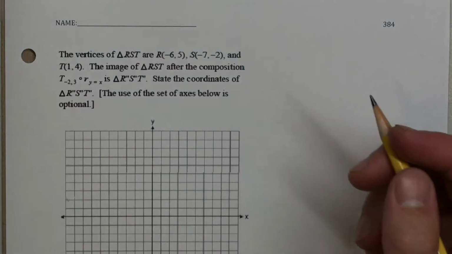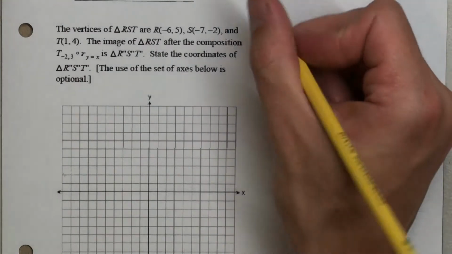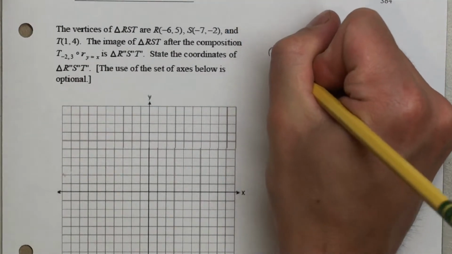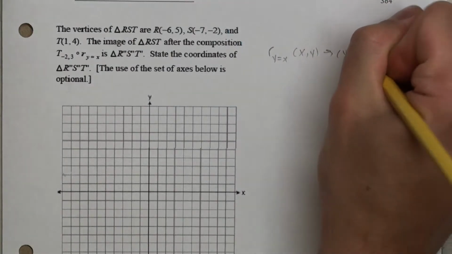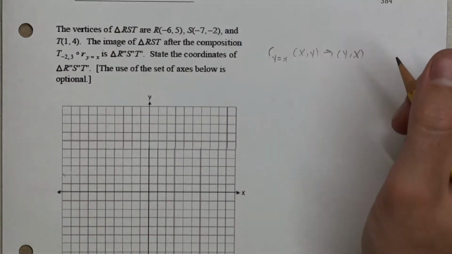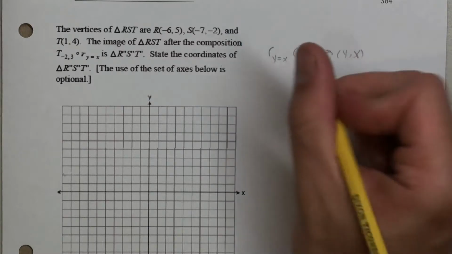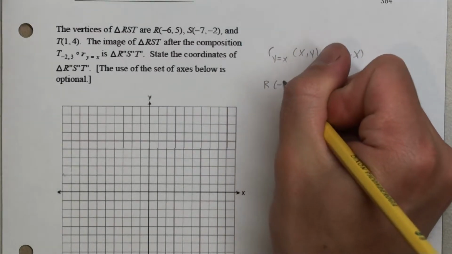Okay, this is something very similar. First we have a reflection in the line y = x, which takes (x, y) and makes it (y, x). So we have three coordinates.